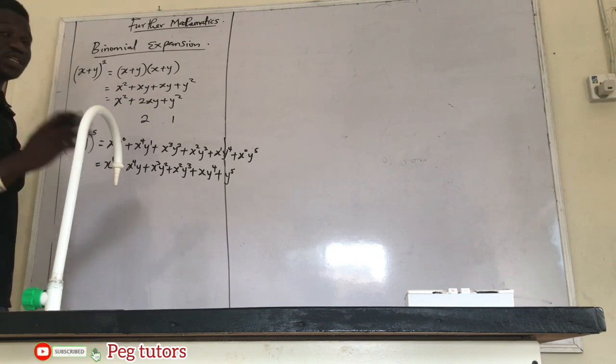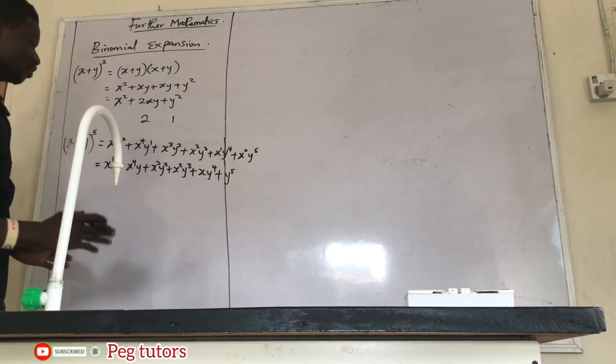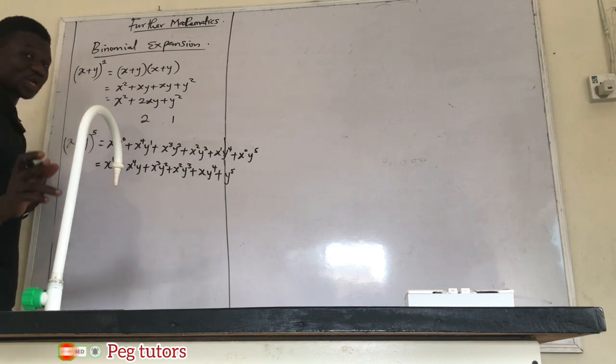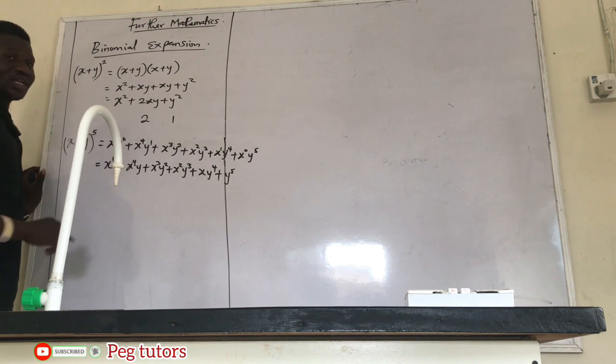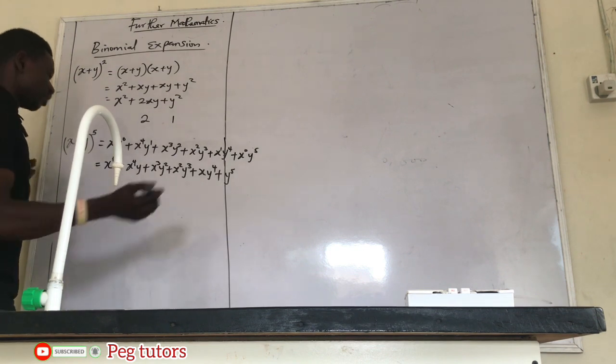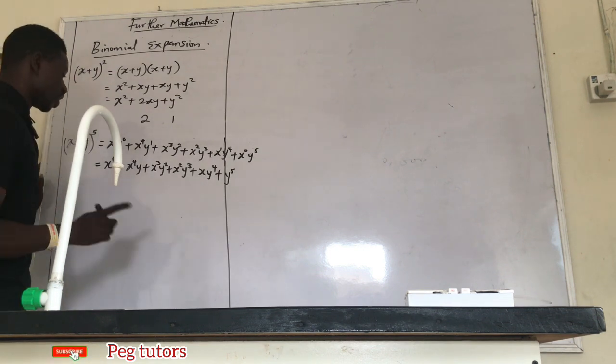Now, to find out the coefficient, you use Pascal's triangle. So the question is, how do we plot Pascal's triangle for any factorization that is raised to the power of 5? So how do we do that? You start constructing the Pascal's triangle like this.